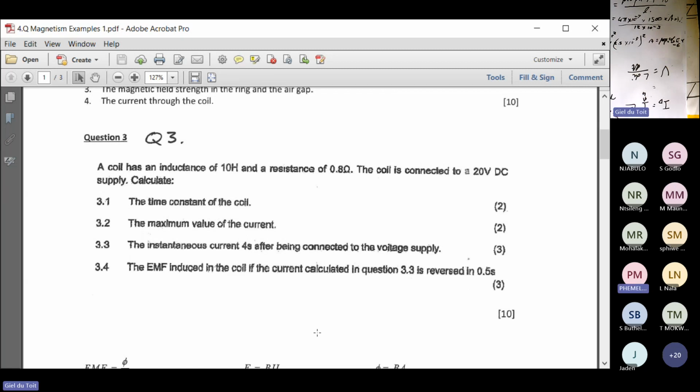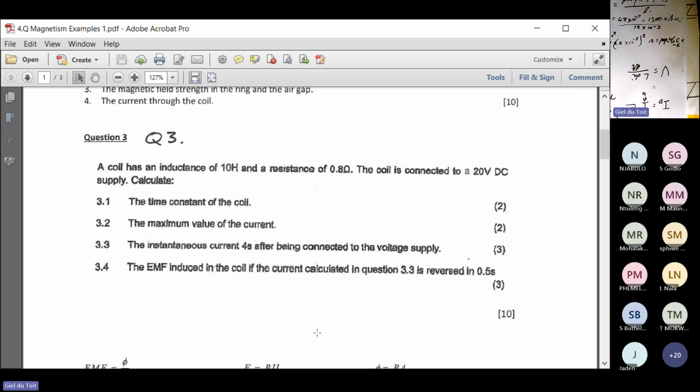The time constant is L over R. Who can tell me? 10 divided by 0.8, guys. It's like 10 divided by 1 is like 10, man. How much? 12.5, sir. Oh, thank you. 12.5. Yeah, you're more accurate than me. I just do it in my head. You have got a calculator. So 10 divided by 1 is about 12. Correct. The maximum value of the current, or the final value, we can call it the final value as well, remember, or the maximum current. What is that?